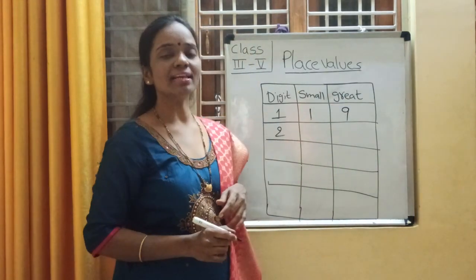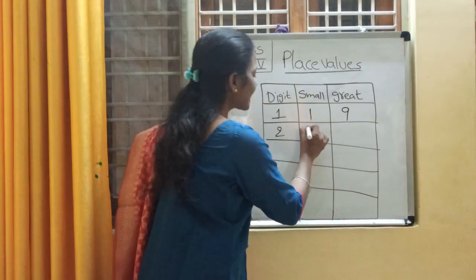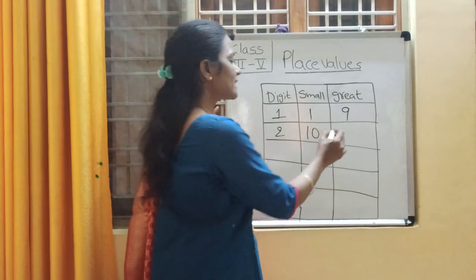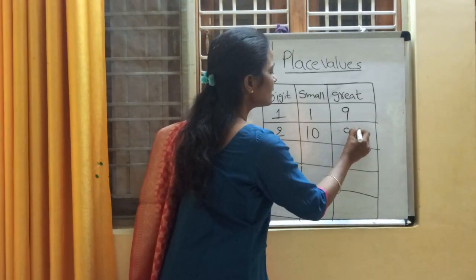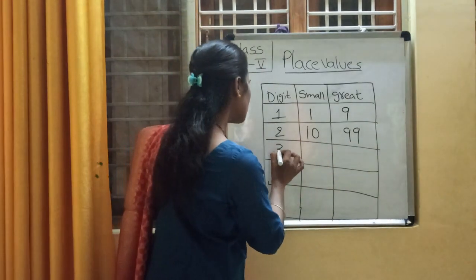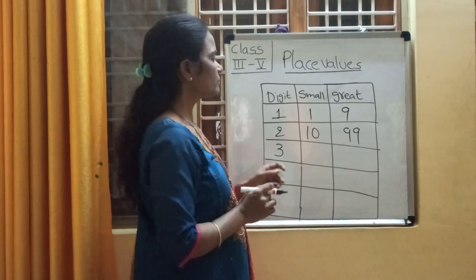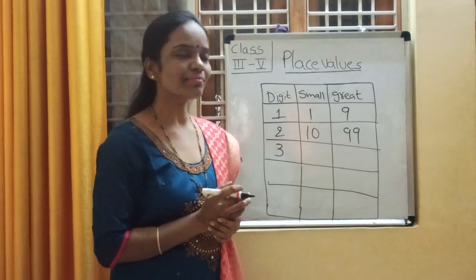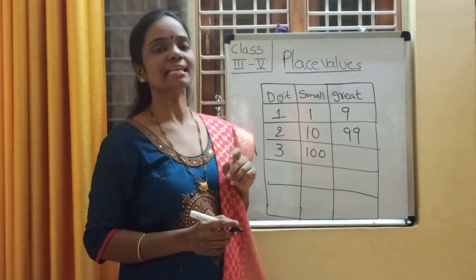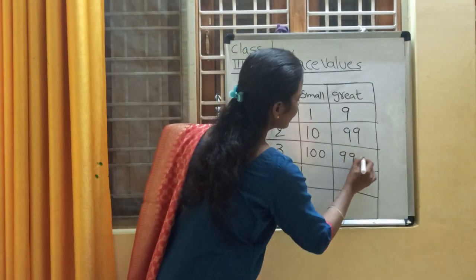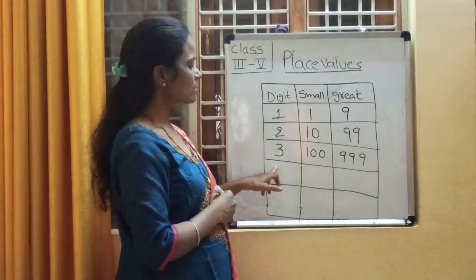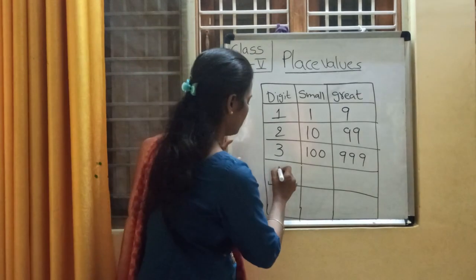Then, what is the smallest 2-digit number? 10. And what is the greatest 2-digit number? 99. Now come to the 3rd digit. In a 3-digit number, what is the smallest 3-digit number? Yes, 100. And the greatest 3-digit number is 999. Similarly, we can write for a 4-digit number and 5-digit also.